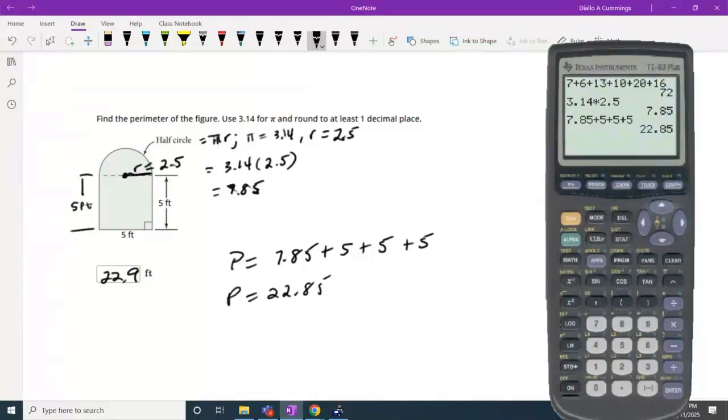Now, one thing about the unit, if you're dealing with perimeter or circumference, the unit is in the unit alone. So what I mean by that is the unit of measurement here is feet. So our unit of measurement should be in only feet.